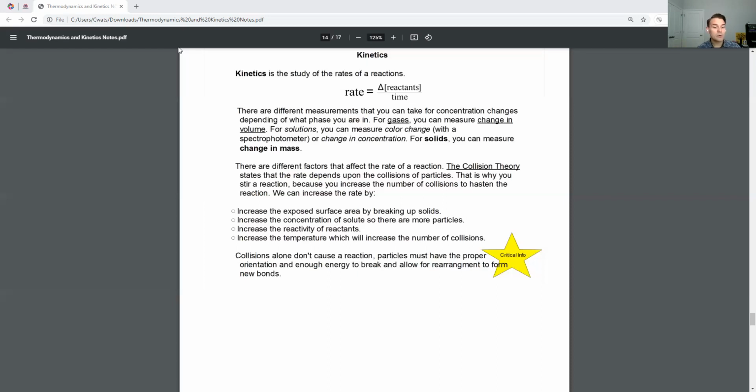But it is important to note that collisions alone do not cause reactions. They also have to have the proper orientation and enough energy to break and allow for rearrangement to form new bonds. Not only do they have to hit in the correct orientation for the reaction to occur, if they're moving too slow, too fast, or have too much energy, it won't work. That's why in general, we just say the more collisions, the more reactions, because the more collisions, the more likelihood there is that the proper collisions will occur.